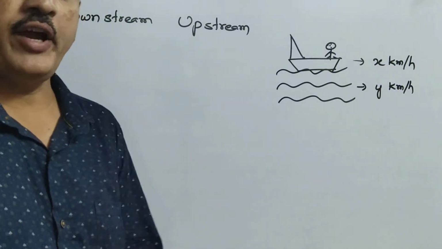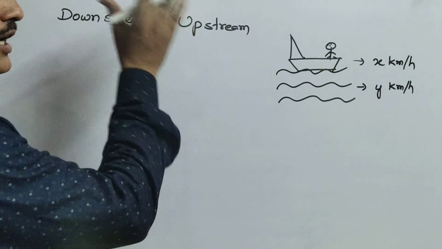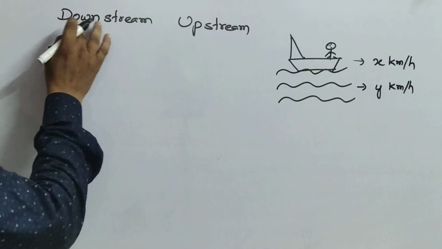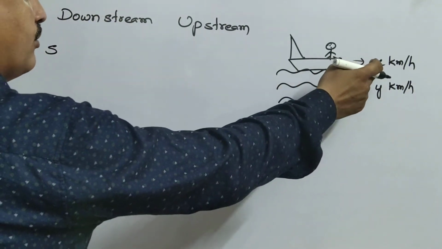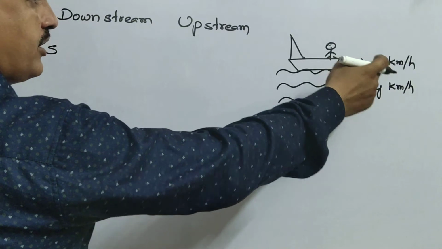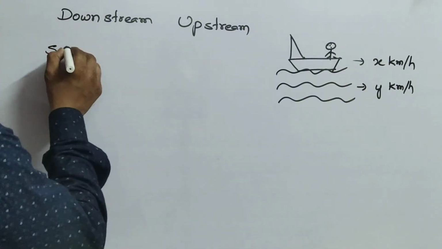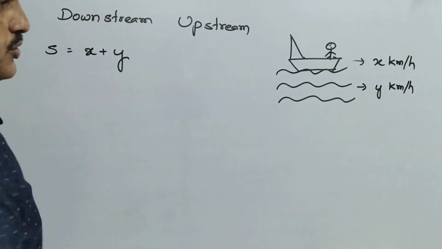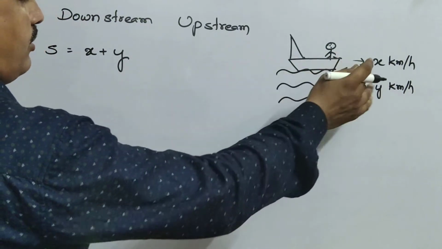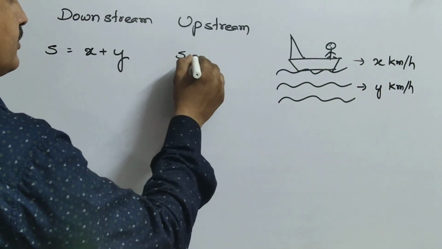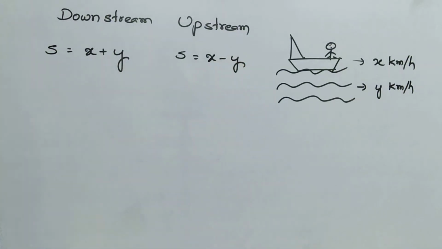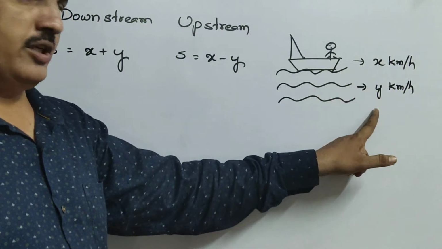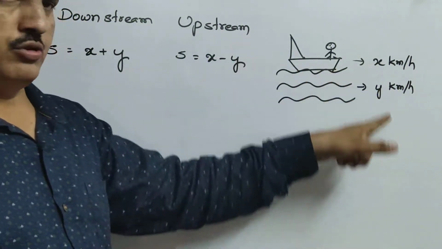But how to find this downstream speed and upstream speed? To find the speed of the downstream, children, we have to add both the speed of the rowing stream and speed of the current. That is nothing but x plus y. Okay, now coming to the upstream, we have to subtract these two. When the downstream they ask, we have to add; when it is upstream, we have to do subtraction.